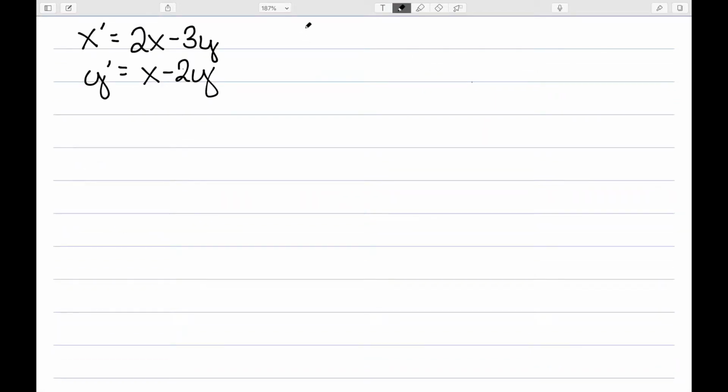Here's an example of a homogeneous system with constant coefficients. If I try to put this in normal form, I have x prime is equal to, my coefficients are 2, -3, 1, and -2, times the vector x. I want to look at solving these.